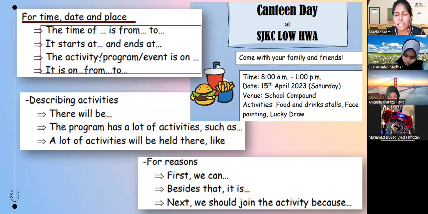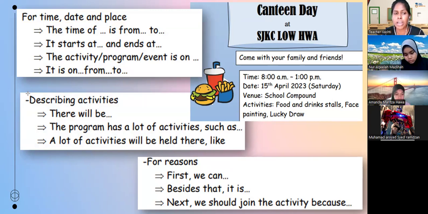It starts at what time and ends at. It is on which day, from what time to what time. This is all in one sentence. Or if you want to describe the activities, what will happen there, you can say there will be a lot of activities held there. For reasons, why you need to come: first, weekend; besides that, next, we should join the activity, because there are several ways you can write.